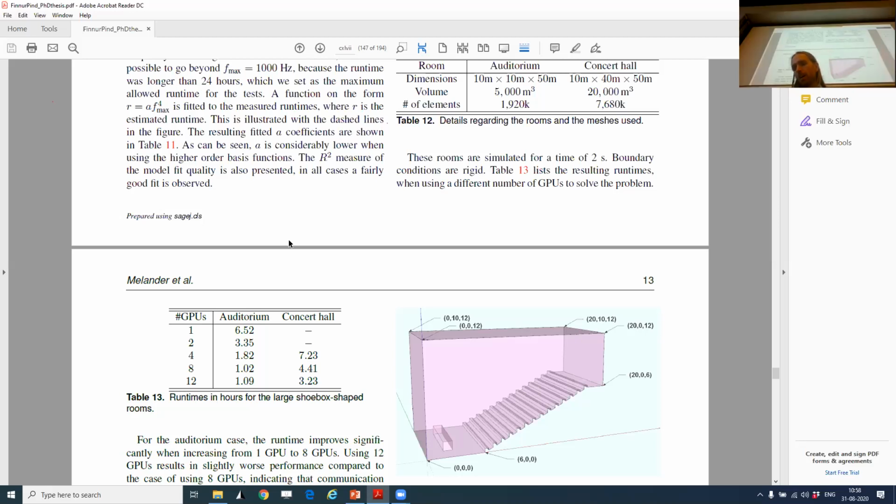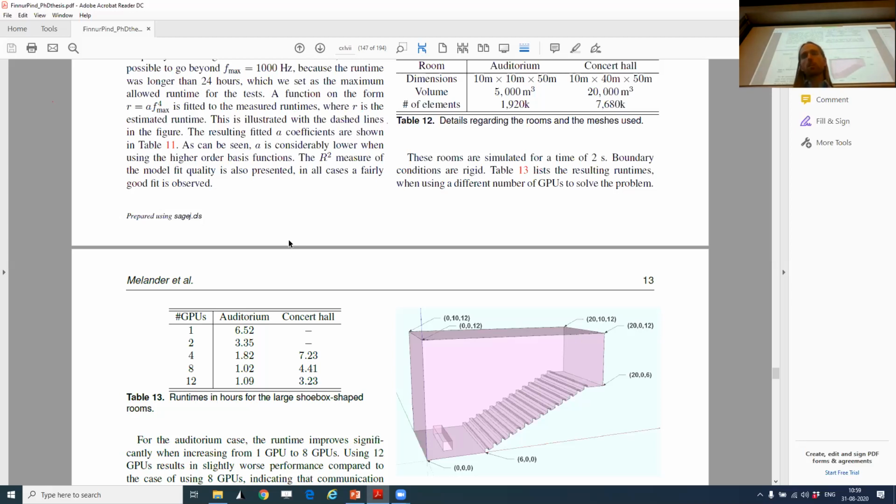And FDTD is probably hard to beat when it comes to geometries that neatly fit a Cartesian grid. When you have a high order FDTD, the parallel efficiency can be very high, and it's hard to beat. So for empty shoebox-shaped rooms, I would assume that their approach is faster than ours.